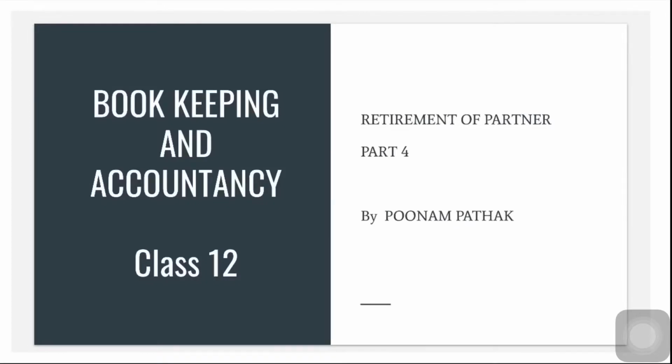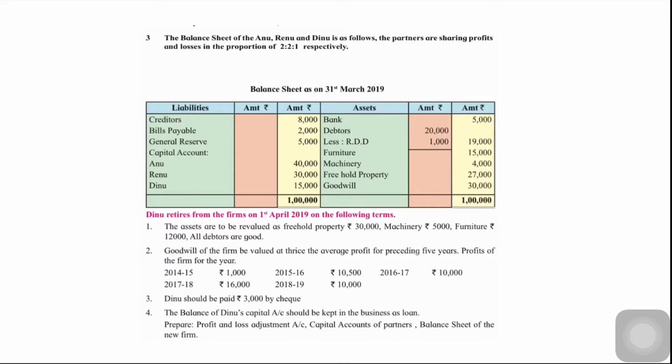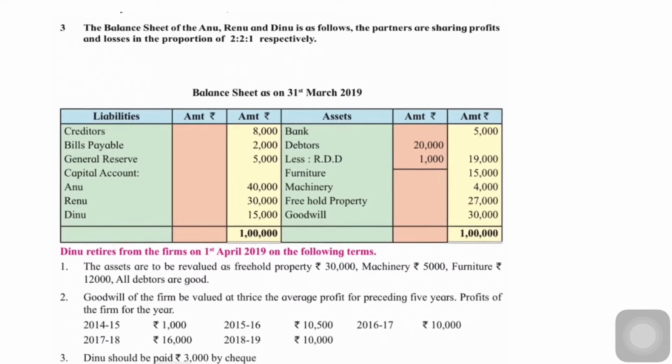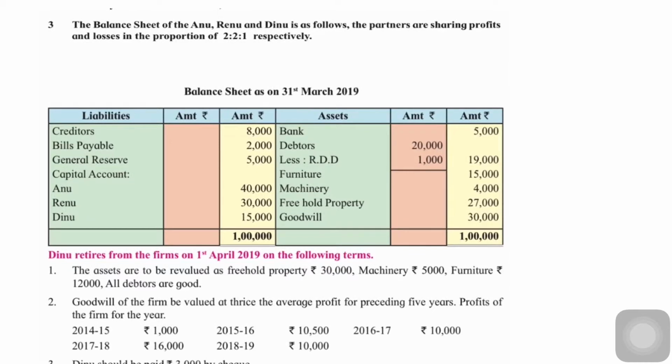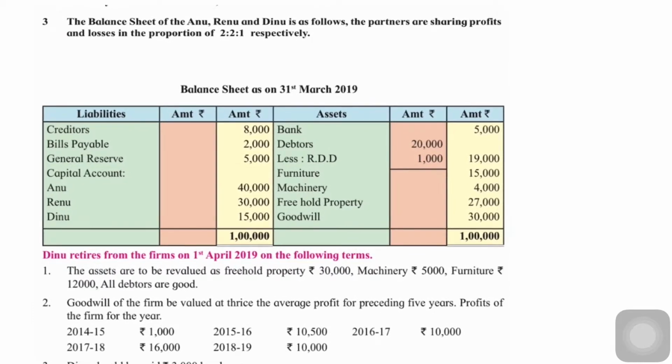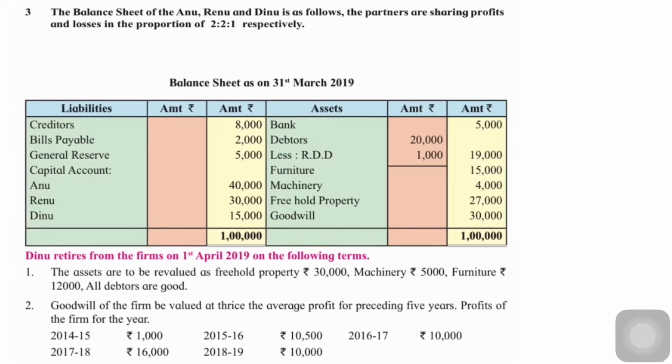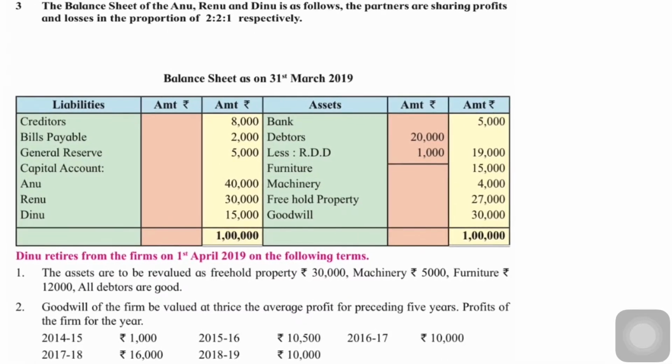Now let us continue with retirement of partner. This is part 4 of the series. Let's do the sum. The balance sheet of Annu, Renu and Dinu is as follows. The partners are sharing profits and losses in the proportion of 2:2:1. So the old ratio is given to us. Balance sheet is given to us. Let us see the adjustments.